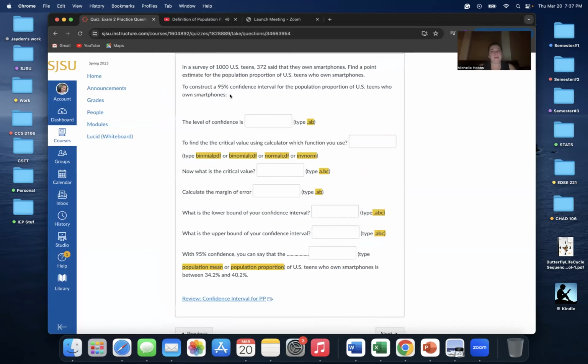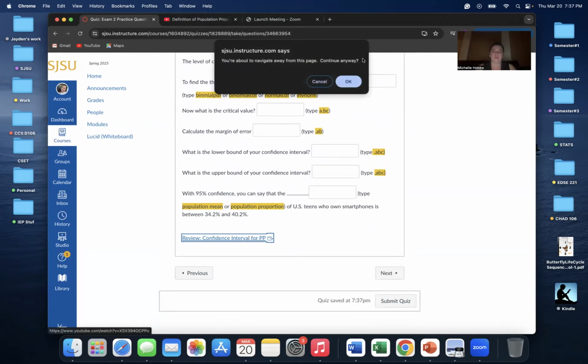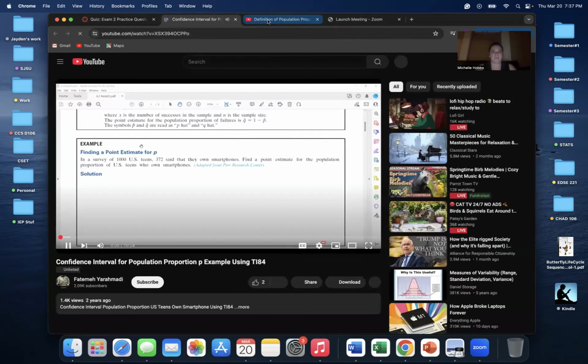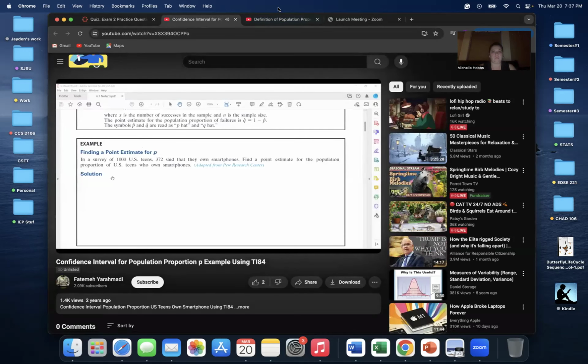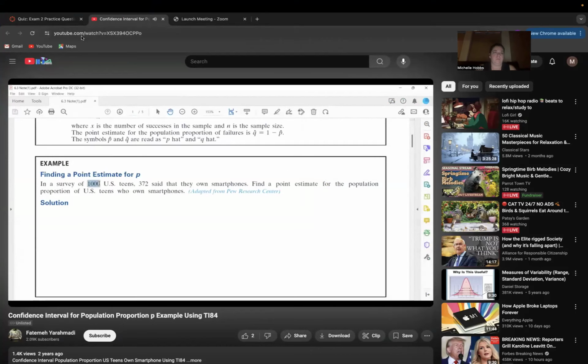All right, the next part of this is going to be constructing a confidence interval. So let's see how to do that. In this example, suppose you're interested in knowing, well, what's the percentage of US teenagers who own smartphones? What are you going to do? As a statistician, you're going to run a survey. You run a survey with 1,000 participants, and 372 said, yes, I own a smartphone.